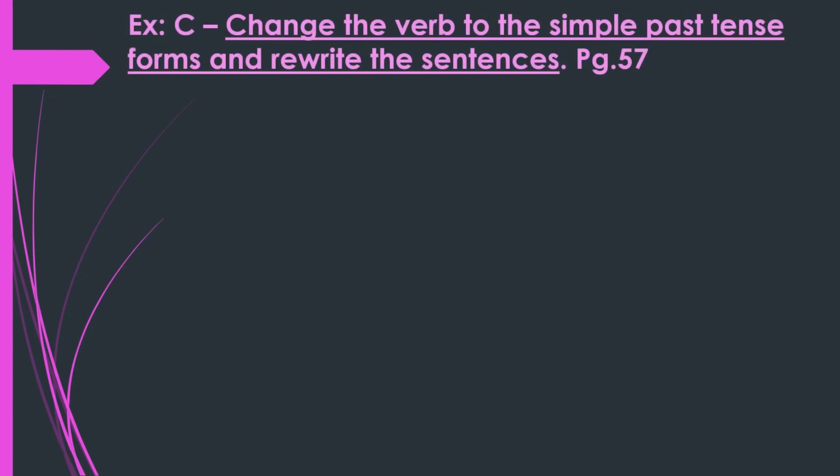Now let us turn to page number 57 and see what is there in exercise C. Exercise C tells us to change the verb to the simple past tense form and rewrite the sentences. So let us go ahead and rewrite the sentences.